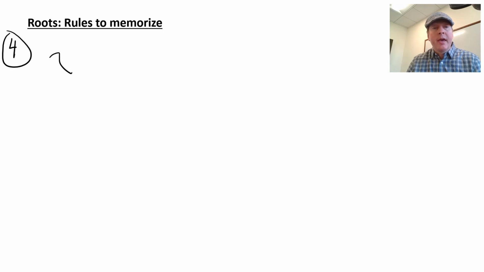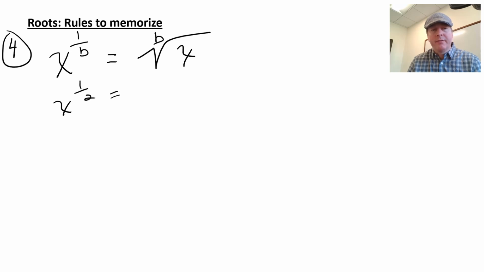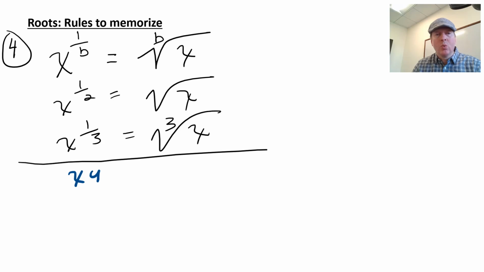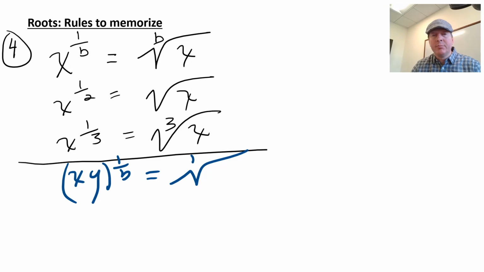Let's look at another rule. X raised to the power of, let's say, 1 over b is the b-th root of x. So we know that x to the 1/2 is the square root of x. We know x to the 1/3 is the cube root of x. So the index number, as it's called, goes inside that little divot there. X to the 1/2 has an implied index of 2. Suppose I wrote xy raised to the power of 1 over b. That is the b-th root of x times y.